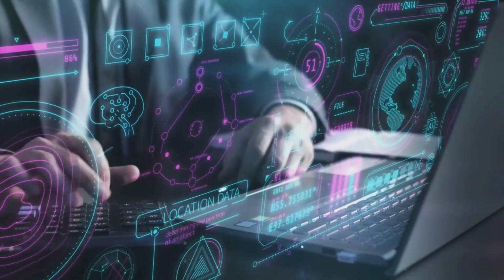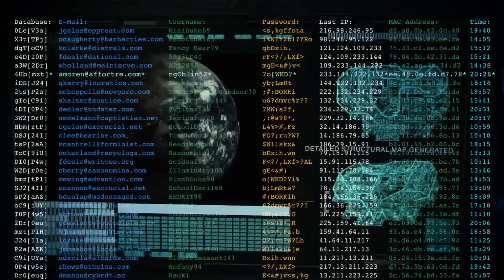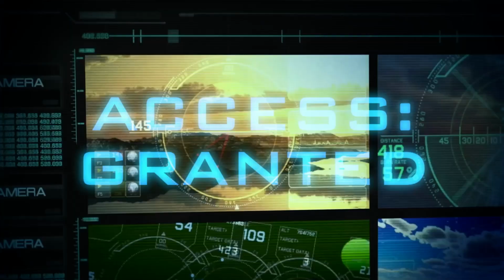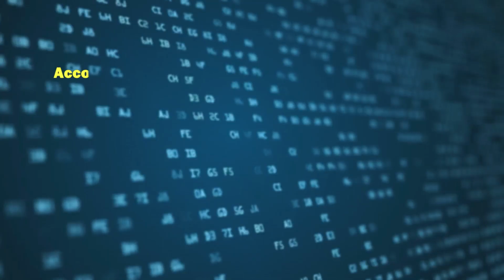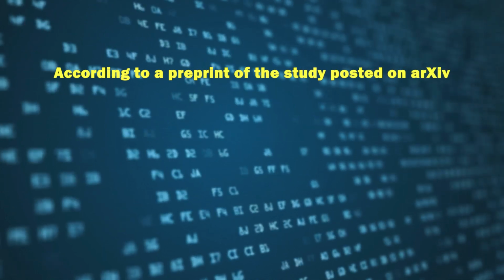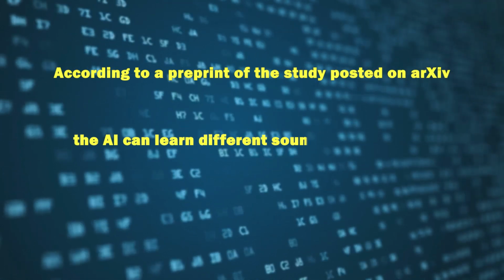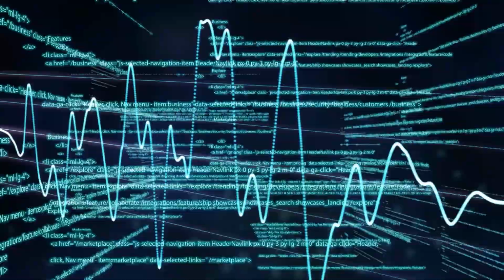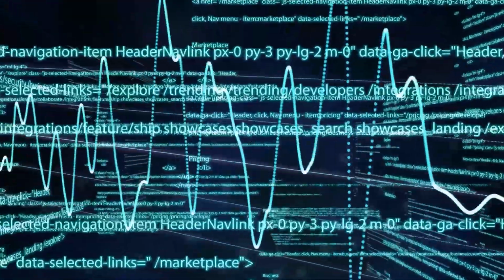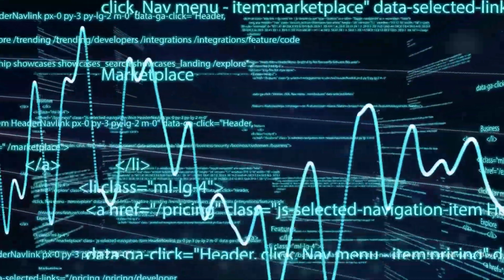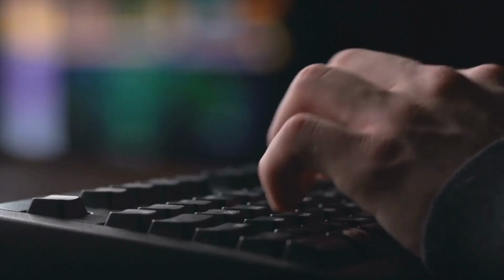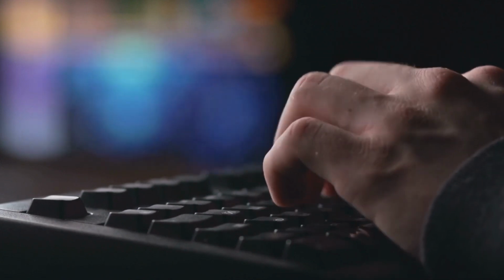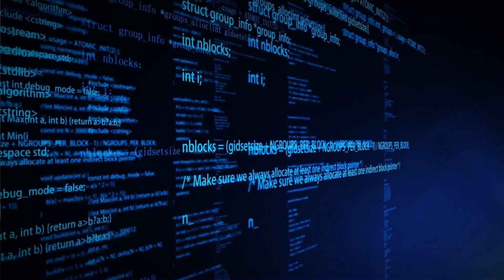British researchers have developed a new AI-powered hacking technique that can crack bank account numbers and passwords with up to 95% accuracy. According to a preprint of the study posted on arXiv, the AI can learn the different sounds that each key makes when people type on their keyboards. It then uses this knowledge to predict what words people are typing based on the sounds it hears. Even when you are typing quickly or quietly, the AI can still achieve a high degree of accuracy, researchers say.